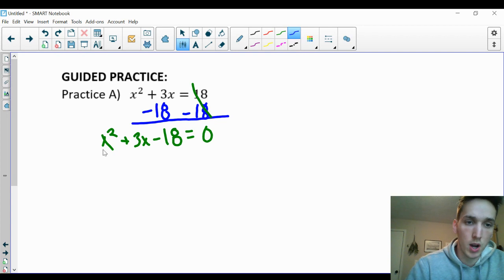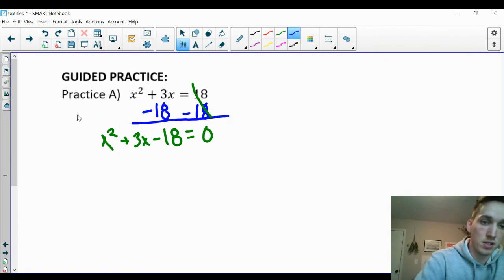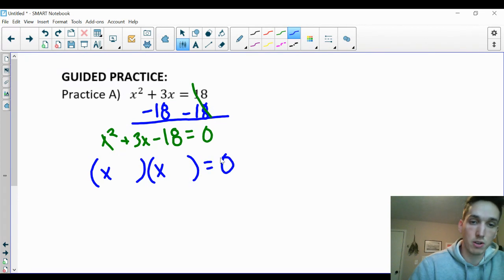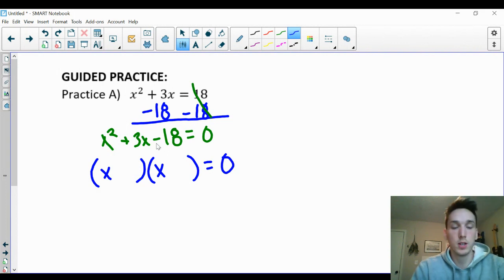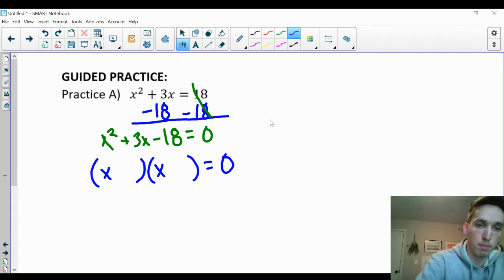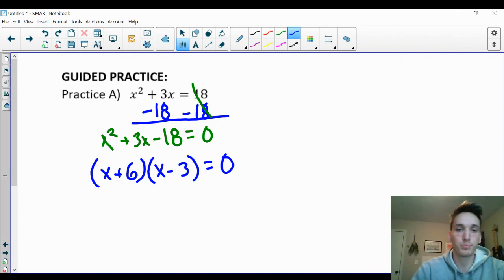And I know I've got a quadratic in standard form where a equals 1. That means it's going to factor into x plus something times x plus something. I know it's going to equal 0, carrying that down from before. So to figure out these two numbers, I've got to know what two numbers multiply to negative 18 and add to 3. Those numbers are positive 6 and negative 3. So we've set it equal to 0, step 1. We've factored it. That was step 2.